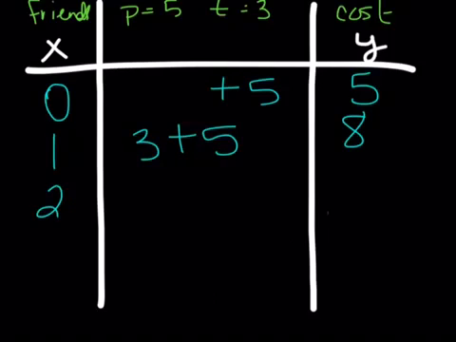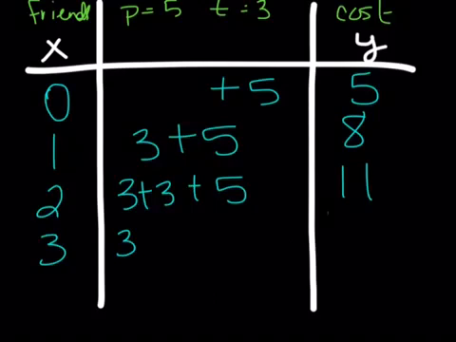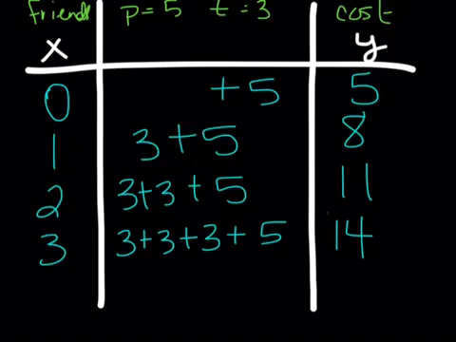So we have 2 people, and there's 3 for her, 3 for her friend, plus the $5, which is going to give me 6 plus 5 equals 11. 3 friends, 3 plus 3 plus 3 plus 5. Well, 3 plus 3 plus 3 is 9, and 9 plus 5 is 14.